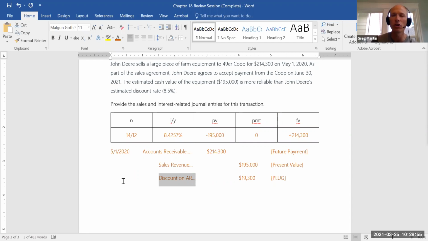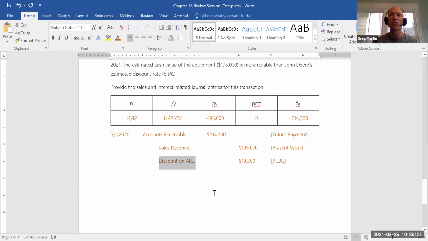Okay. You cannot use the straight line method. You must use the effective interest method. Now, with the effective interest method, there are potentially three things that would prompt a journal entry. One would be an interest payment.